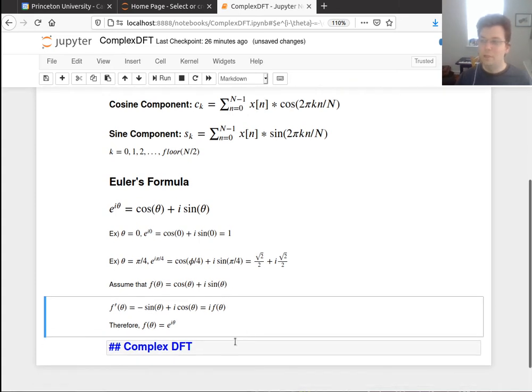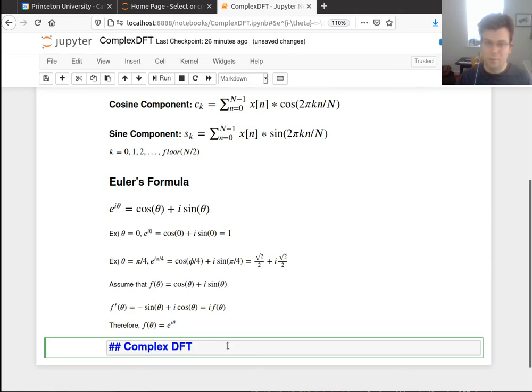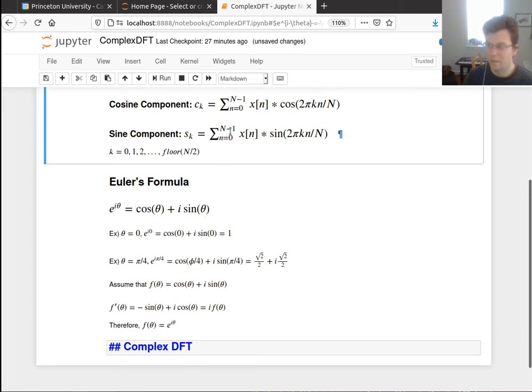Whoop-de-doo. But how can we use this to help us come up with a more concise formulation of the discrete Fourier transform? Well, if I look at this, what I see is I'm doing a dot product with a cosine component and a sine component. So what that tells me is, if I just accept that I'm going to have a complex number to represent just a single coefficient, the real component of it is going to represent a cosine dot product, and the imaginary component is going to represent a sine dot product.